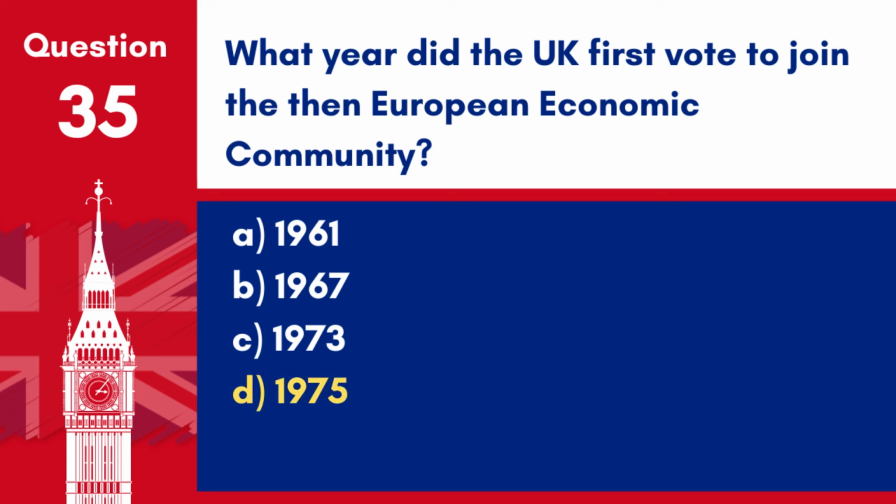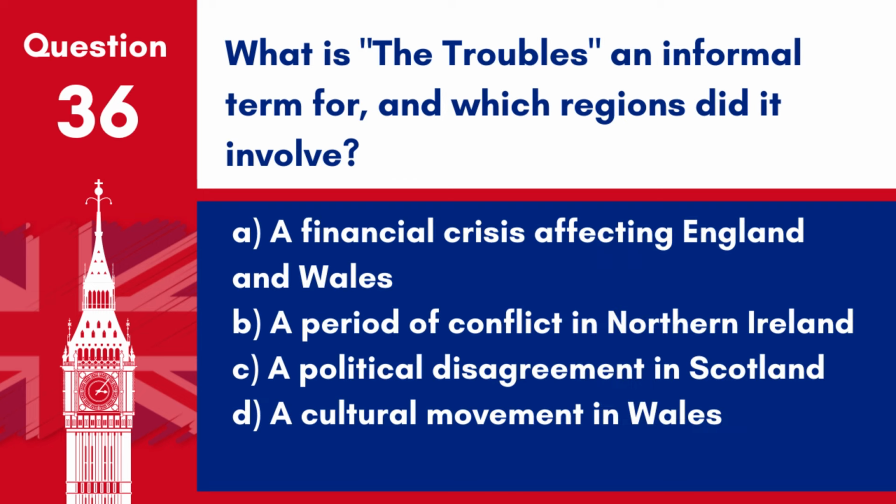Answer: D. 1975. The UK first voted to join the European Economic Community, now the European Union, in a referendum held in 1975. Question 36. What is the Troubles an informal term for, and which regions did it involve? A. A financial crisis affecting England and Wales. B. A period of conflict in Northern Ireland. C. A political disagreement in Scotland. D. A cultural movement in Wales.